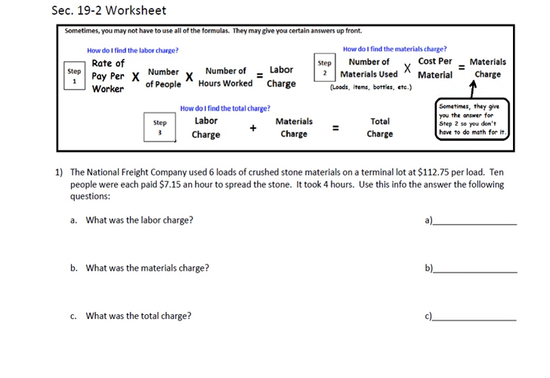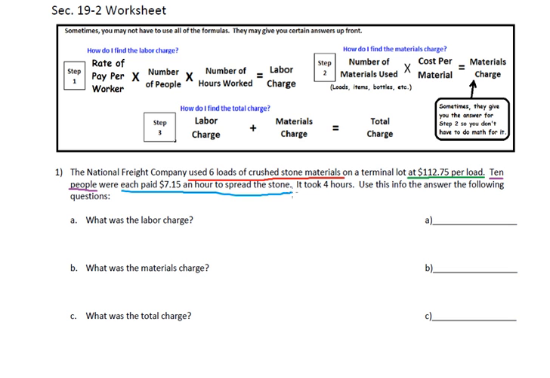All right, number one. The National Freight Company used 6 loads of crushed stone materials on a terminal lot at $112.75 per load. 10 people, that's right, 10 people were working, and they were each paid $7.15 per hour to spread the stone.